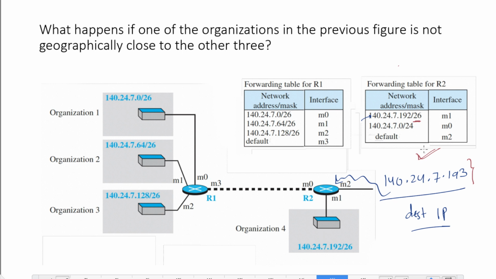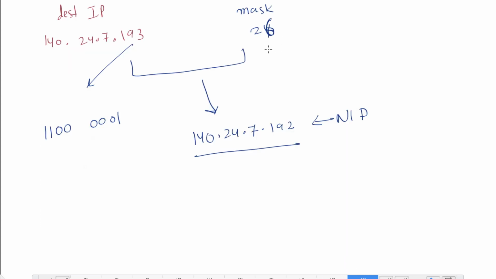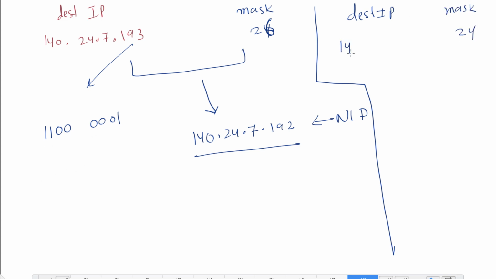So my packet should get forwarded to m1, but there is a catch. The catch is that if you apply this mask also to this destination IP, which is one of the scenarios, if we apply the mask of 24 to this destination IP, then let's see what is going to happen.